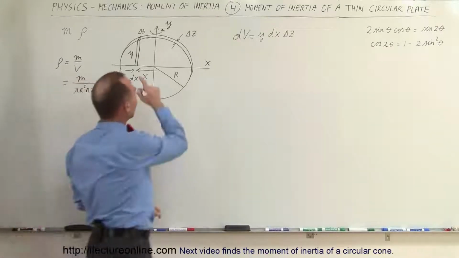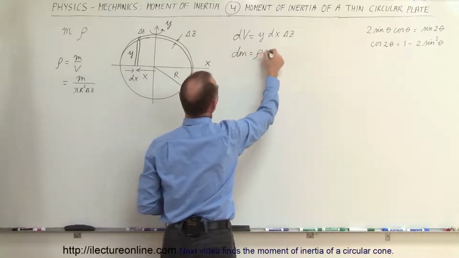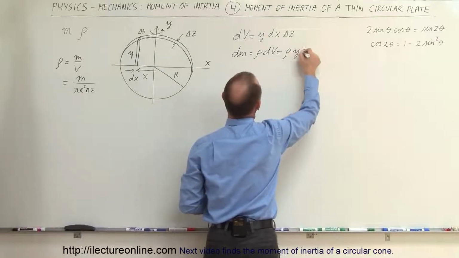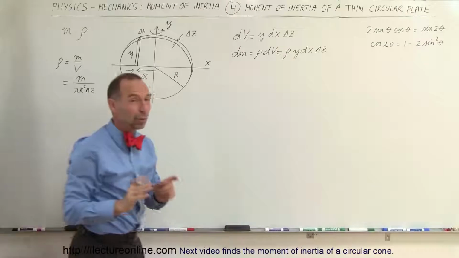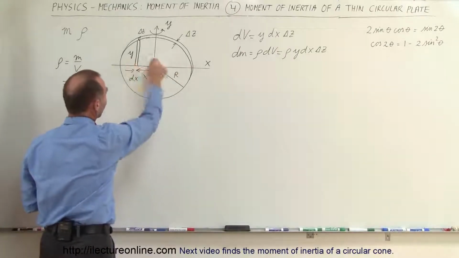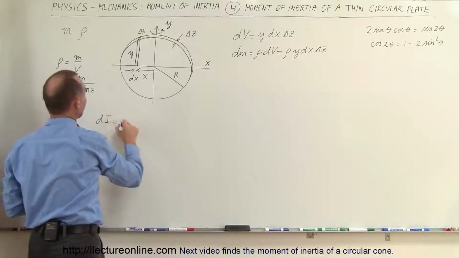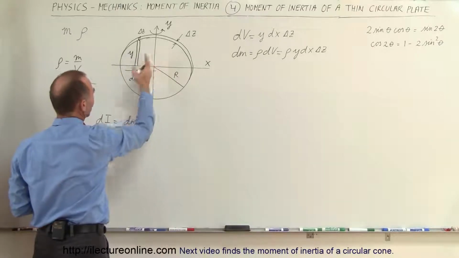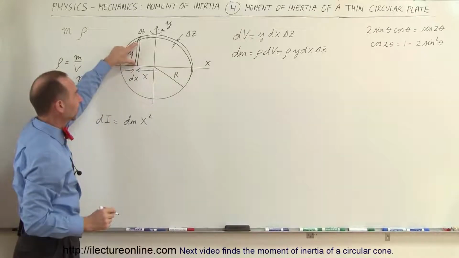Now the mass of that small little segment, let's call it a small little dm, is equal to the density times dv, and that would be equal to the density times y times dx times delta z. So that's the dm. Now we're going to need that because the moment of inertia of this little segment as it goes around the y-axis, by definition, we'll call it a di, and that is equal to the mass, dm, times the distance to the axis of rotation squared, which would be x squared. So that's the moment of inertia of that little piece.